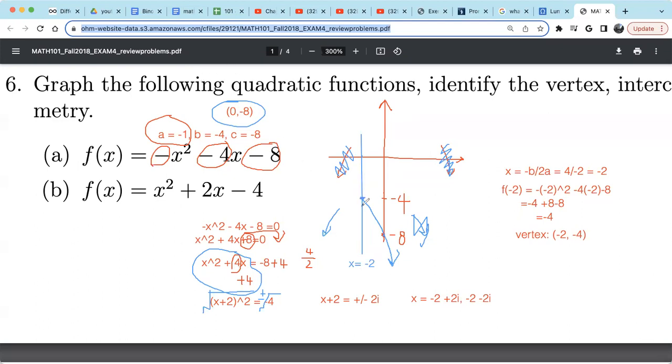Okay, I have the symmetry there, so now I can finish the other side. I try to draw it symmetric, right? So erase this, right? So that's the graph.